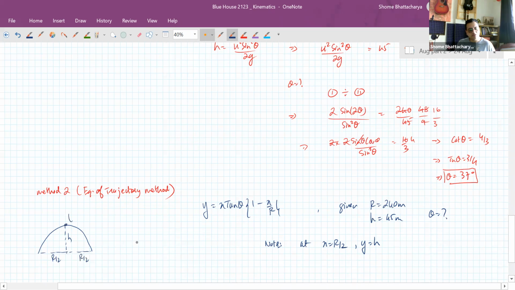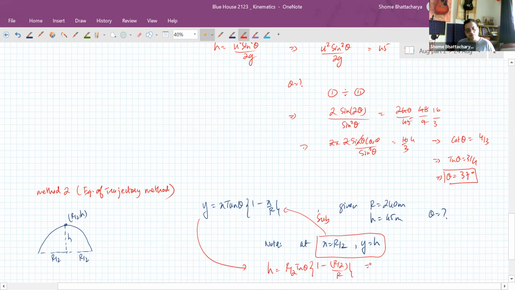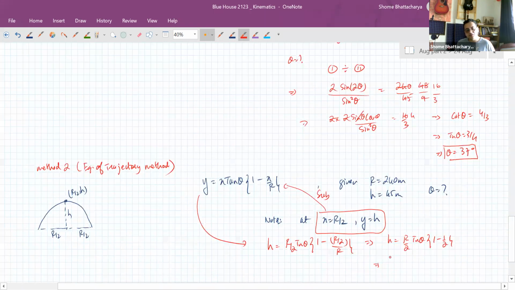2 comma h. So this has to satisfy the equation of trajectory. Substitute this in this. So what it tells us is that y is equal to h when x is equal to r by 2. So this gives us a very nice relationship between the maximum height and the range. You can see it is r by 2 tan theta into 1 minus 1 by 2, which is 1 by 4. So there is apparently a special relationship between these two quantities, and this is just this.